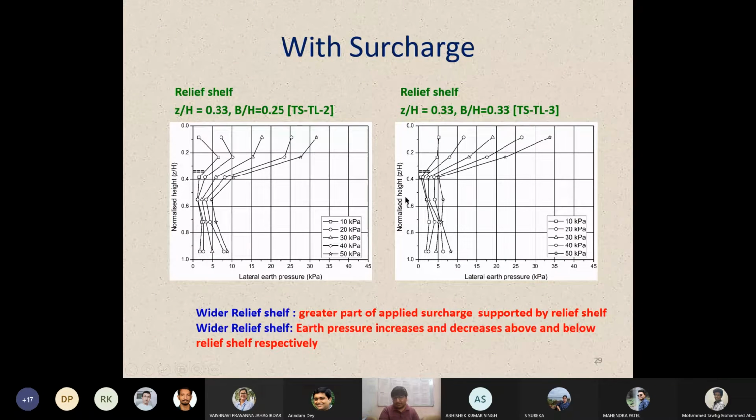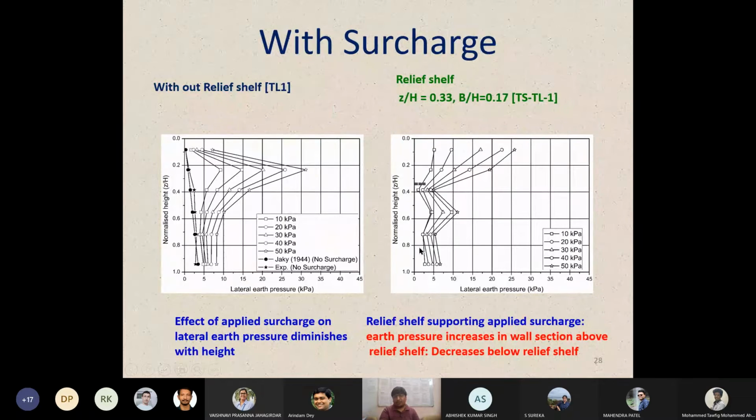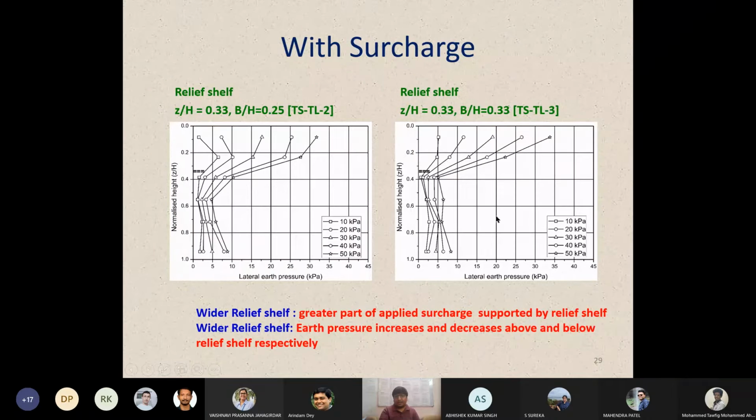However, these values are already very small without the relief shelf, as you can note. So the appreciable amount of reduction will be much lower, because if this value keeps on increasing, it will not be mitigating. So that's why the crucial point is the width of the relief shelf.